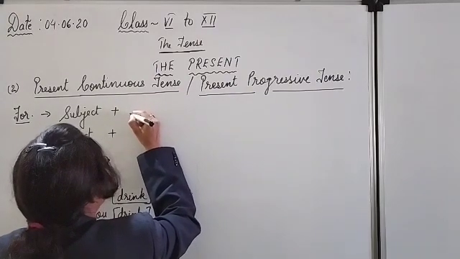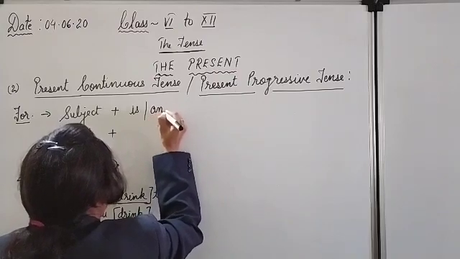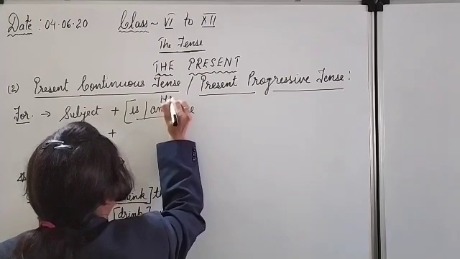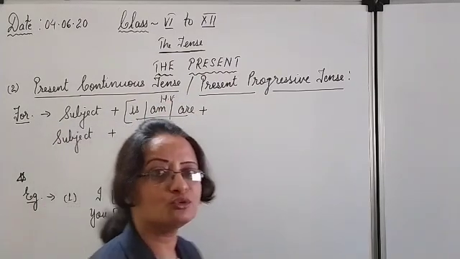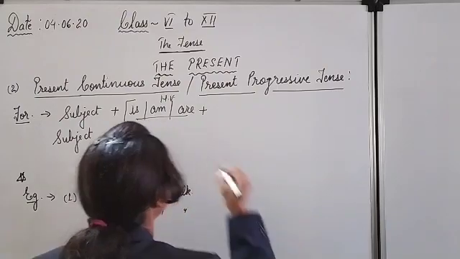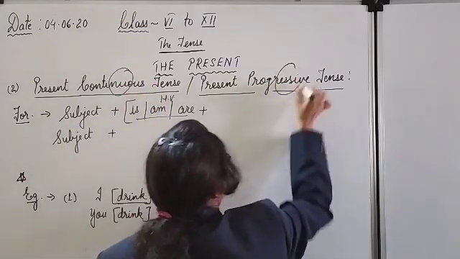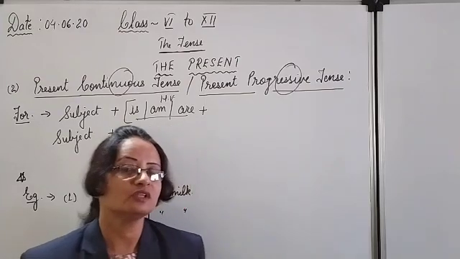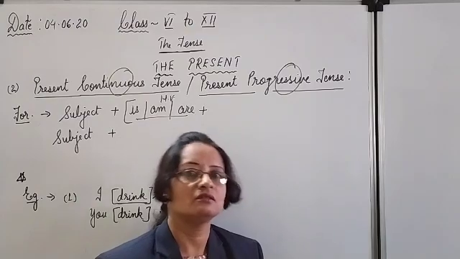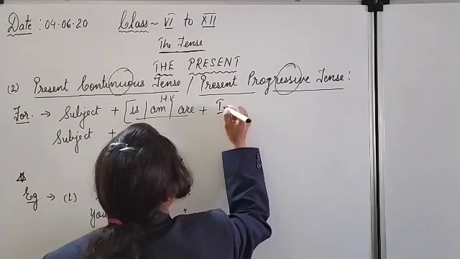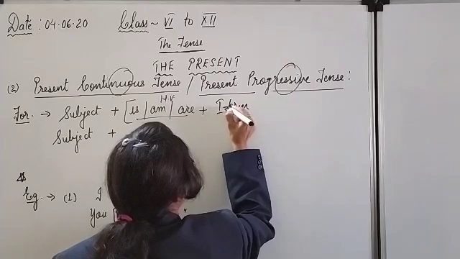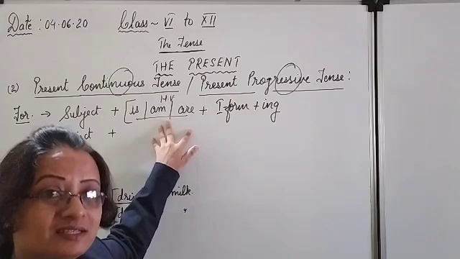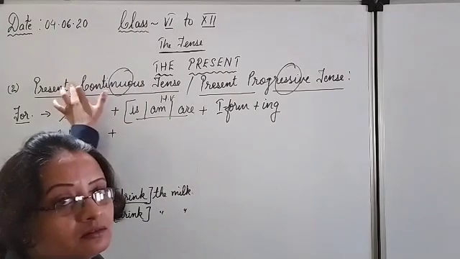Here the helping verbs will be is, am and are. Then you have to use the ing form. Remember, continuity or progression is shown with the ing form of the verb. And which form will take the ing out of the three? The first form. So first form of the verb, I am writing in short, first form of the verb plus ing. First, helping verbs is, am, are. If it is present, is, am, are.